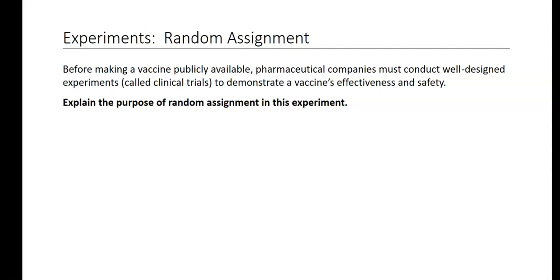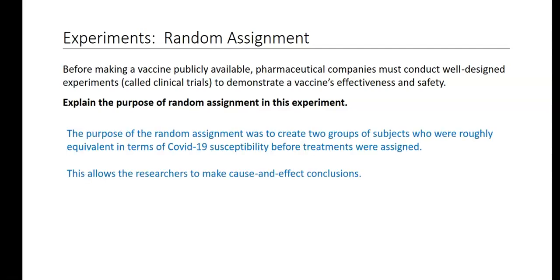What is the purpose of random assignment? I really like this definition here, this thing they say. So when you have random assignment, it creates roughly equivalent groups. And that is what we want. We want to choose roughly equivalent groups, and that's what random assignment does.